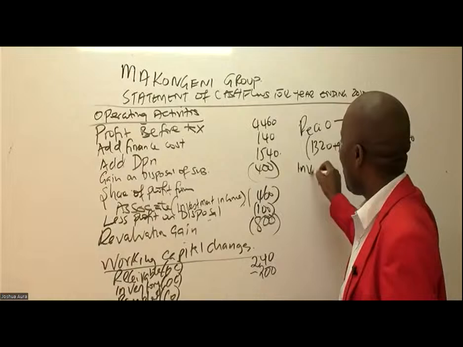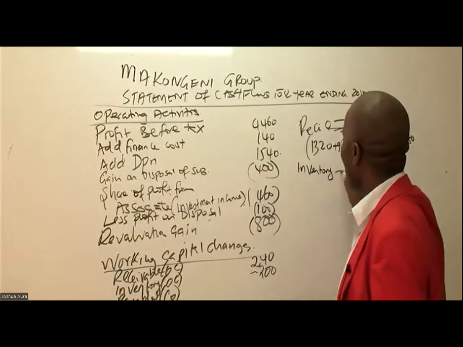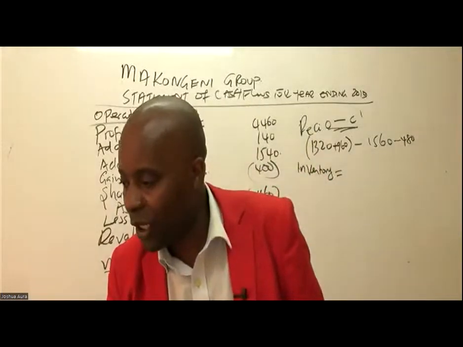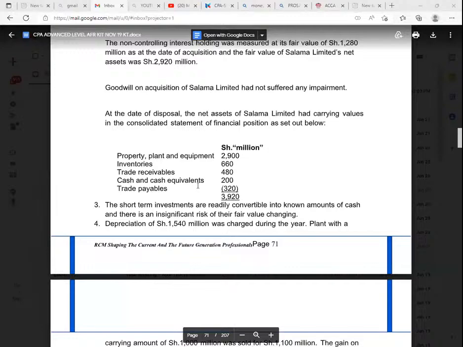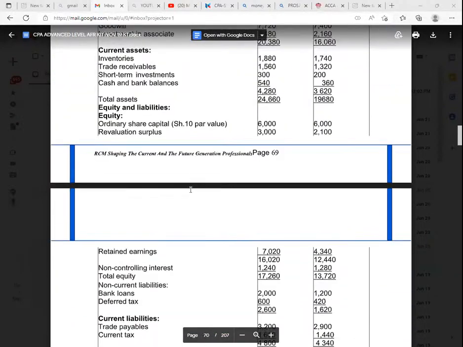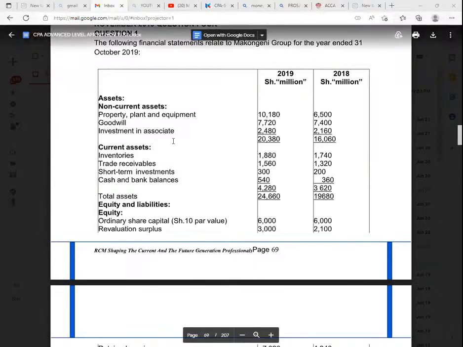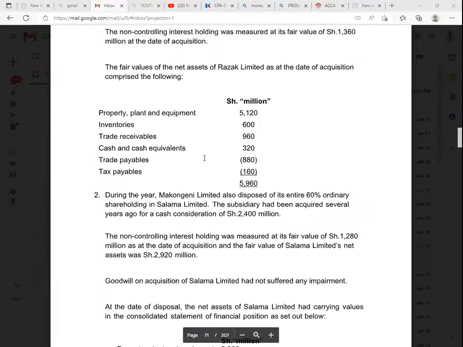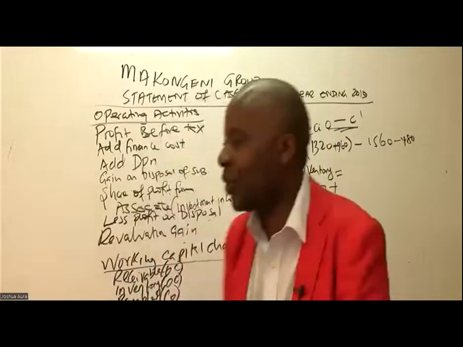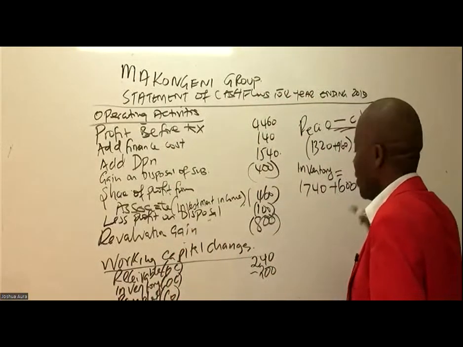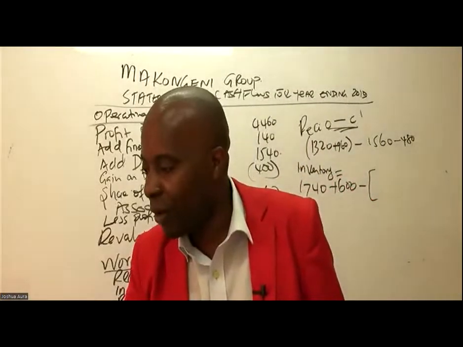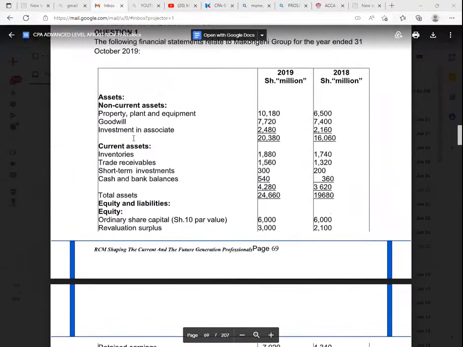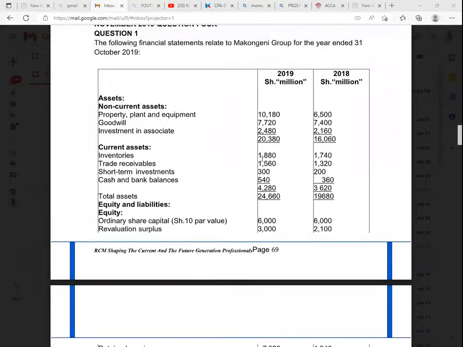So remember, for inventory, the opening for inventory, they gave the reserve figure up here. The opening for inventory is 1740, plus the inventory that came with Razaki, which was 600. Minus the closing. I always like the brackets; you'll have to allow me to be using brackets. So minus the closing inventory for the current year, which is 1880.